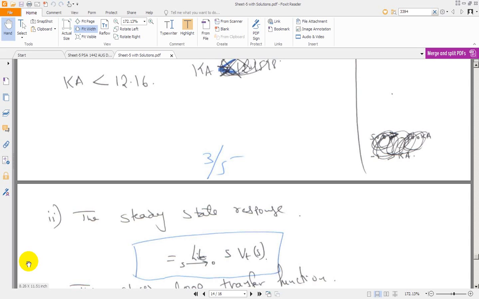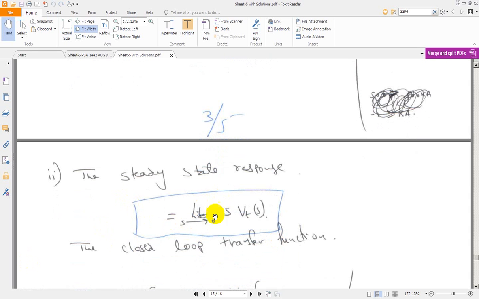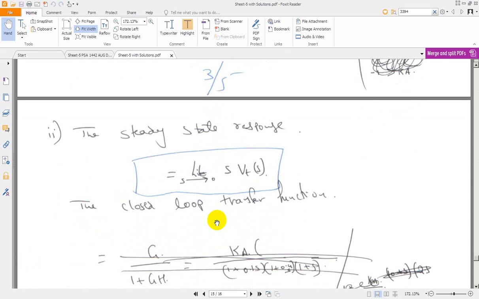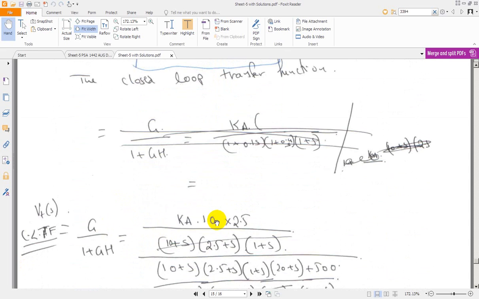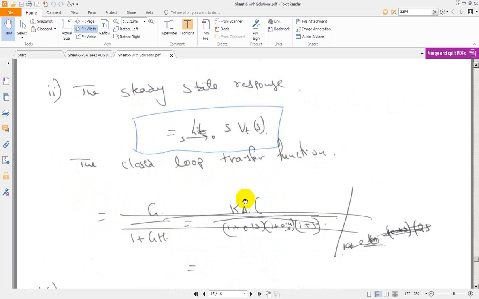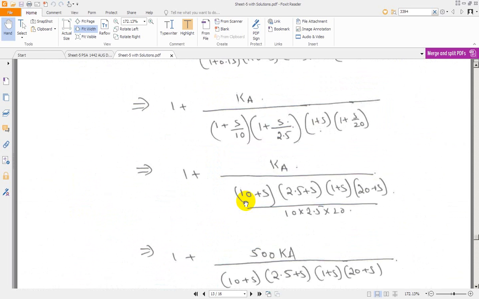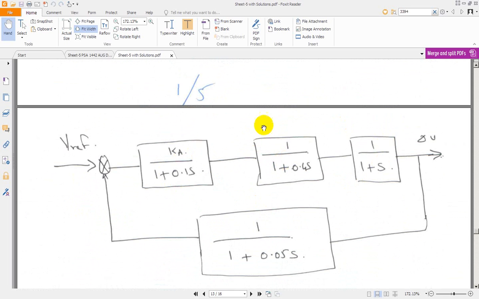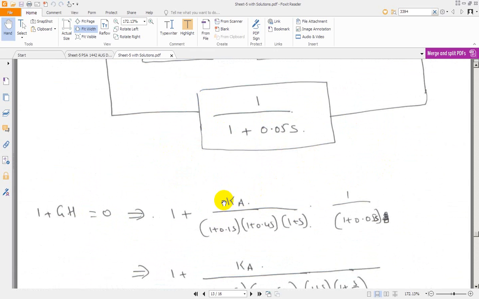Coming to the steady state response. Limit s tends to 0, s of V of t, where V of t is the closed loop transfer function. To evaluate this, V of t of s is equal to G of s divided by 1 plus G of s into H of s. G value is K into 10 into 2.5, from where? From this. The product of these three is your G. Okay, this is G and this is H.